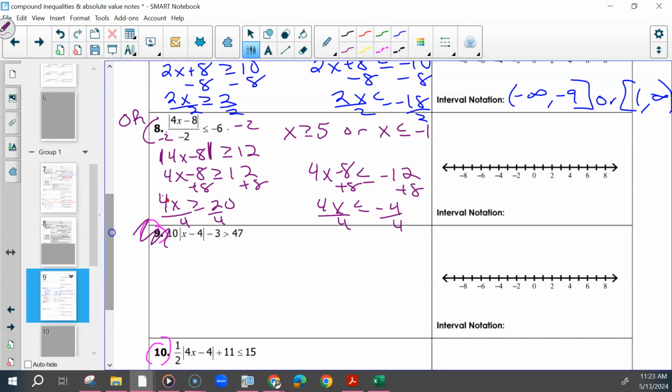So both closed, but going in opposite directions. Starting at negative infinity, stopping at -1, or starting at 5 and going to infinity. There should have been a parenthesis at the end of that, but it kind of got cut off. Any questions on that?